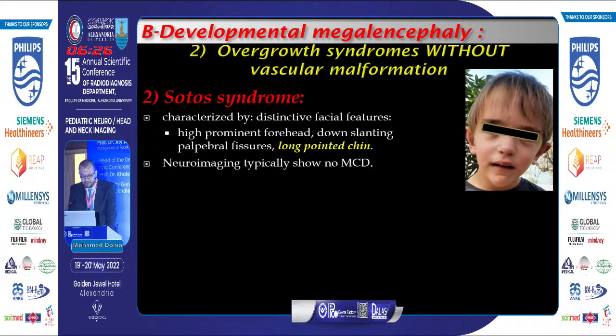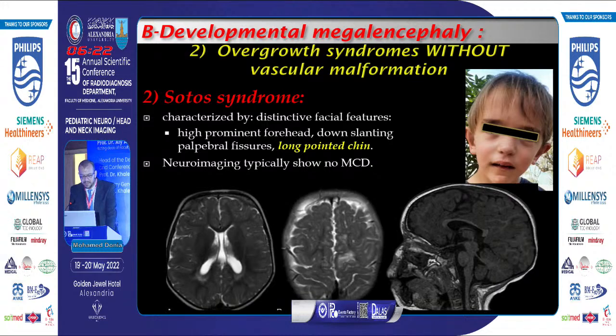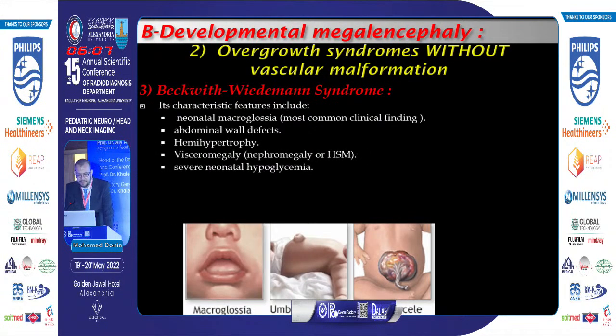distinctive facial features. Neuroimaging typically shows no malformation of cortical development. Imaging shows megalencephaly, mild ventricular enlargement, persistent septum pellucidum, subcortical signal abnormalities, and corpus callosum hyperplasia, more severe posteriorly.